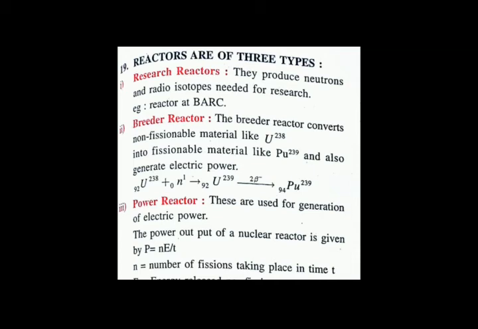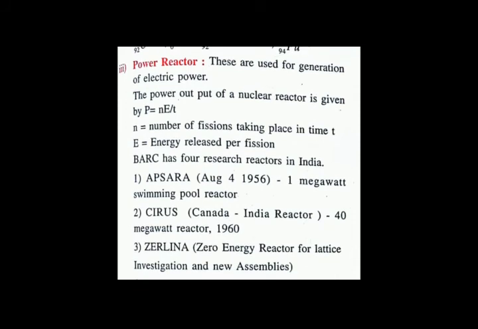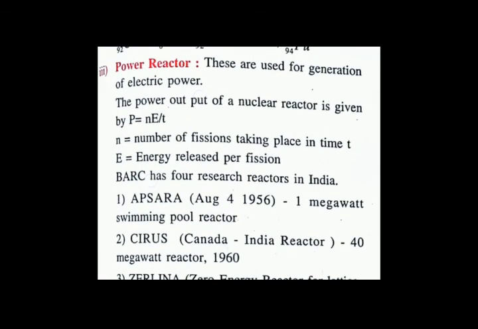For example, here they gave uranium-238, which is non-fissionable. By adding a neutron it converts into 92-239. After that it is converted into plutonium. This is the breeder reactor. The third one is the power reactor. In a power reactor, by using a controlled chain reaction, nuclear energy is converted into electrical energy. Suppose capital E is the energy given by each fission. For example, for uranium it gives 200 MeV.